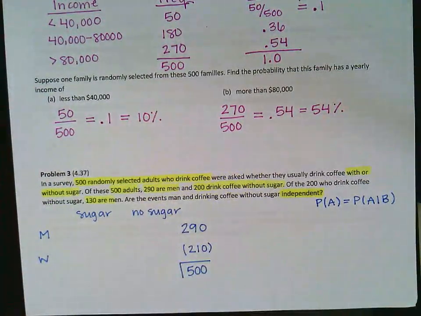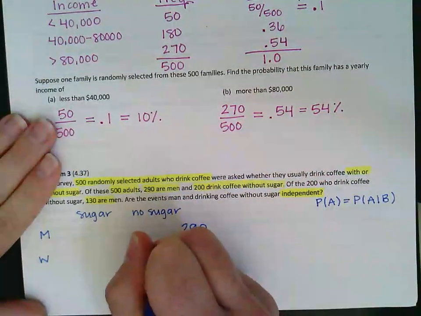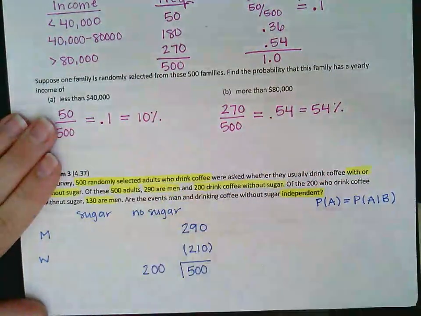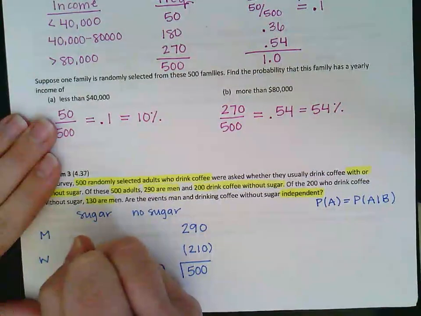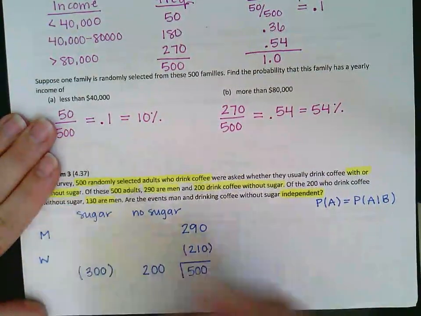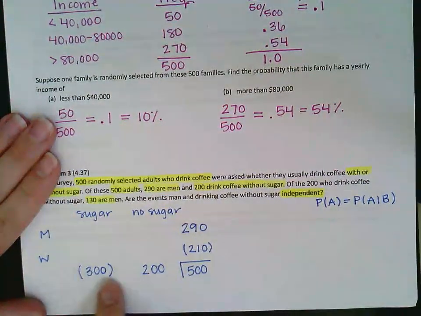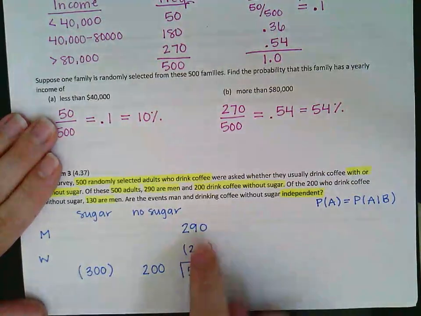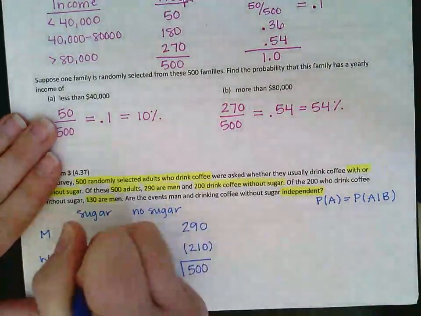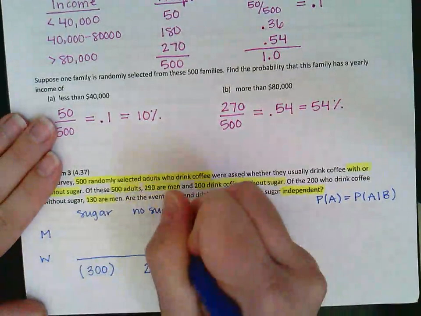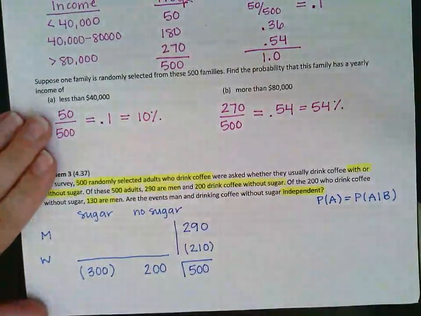Okay, it's something that we could find by the fact that I know the total is 500 and that 290 are men. It also says that 200 drink coffee without sugar in the 500 adults, right? So no sugar is 200, which means I could find the sugar amount would be 300 because this row has to add up to 500. This column has to add up to 500. So I kind of know the totals already. It gives us more information.